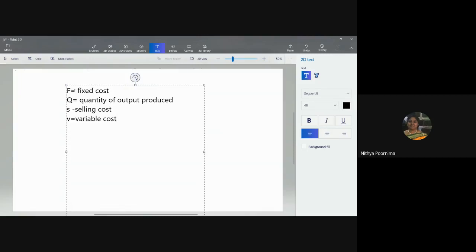What is S? Sales revenue. Already written as selling cost. This will be capital S, sorry. Sales revenue will be small s, that is the selling price, into the quantity, Q.